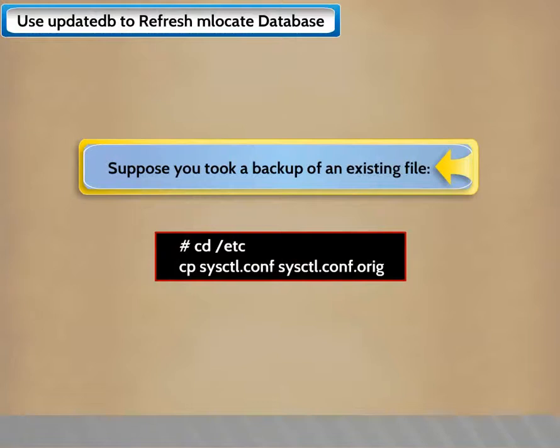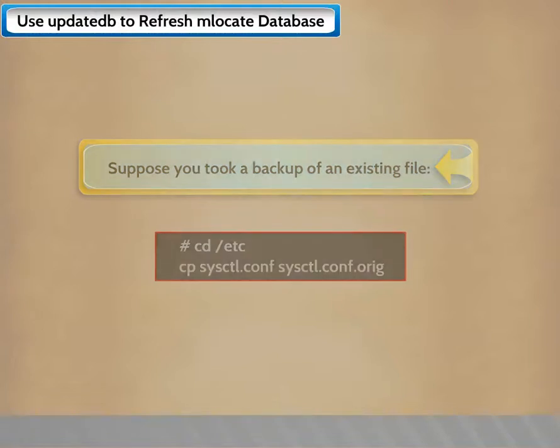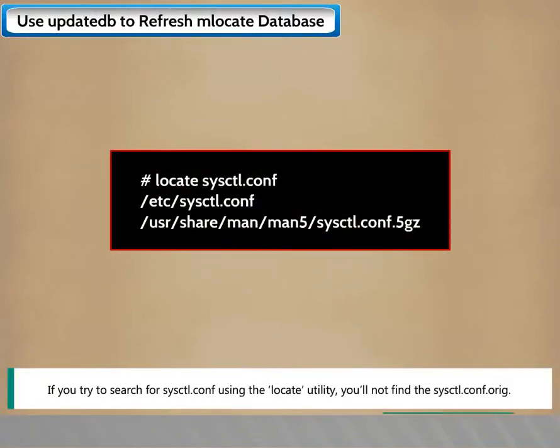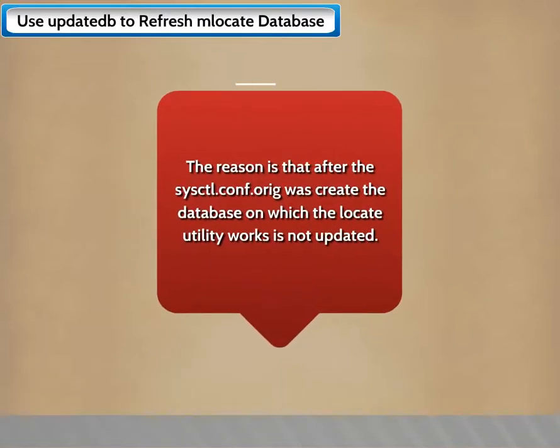Suppose you took a backup of an existing file. If you try to search for sysctl.conf using the locate utility, you will not find the sysctl.conf.org. The reason is that after the sysctl.conf.org was created, the database on which the locate utility works was not updated.